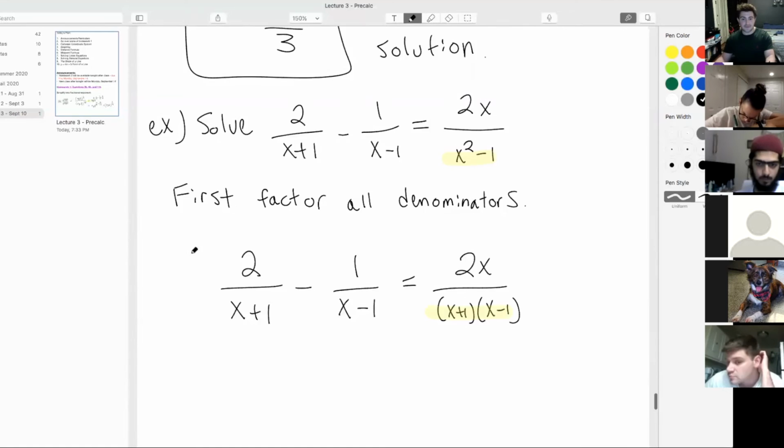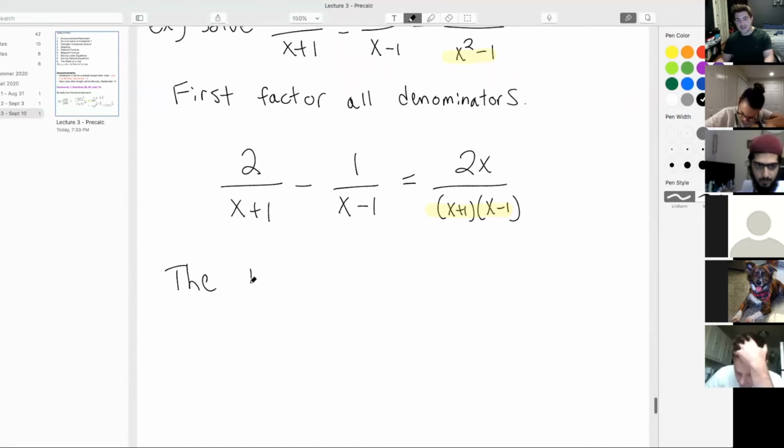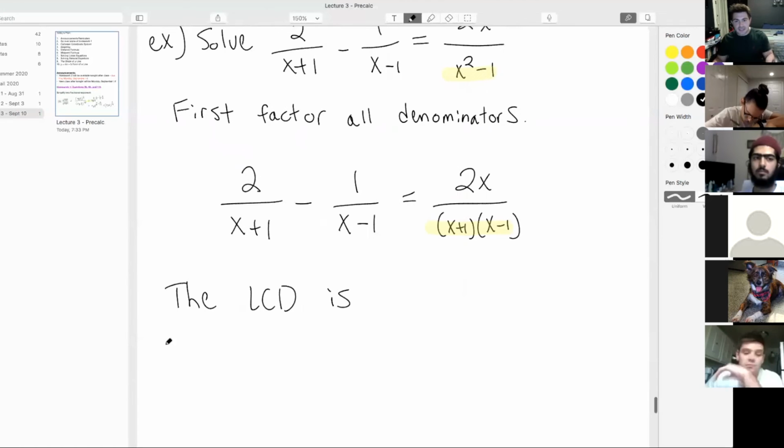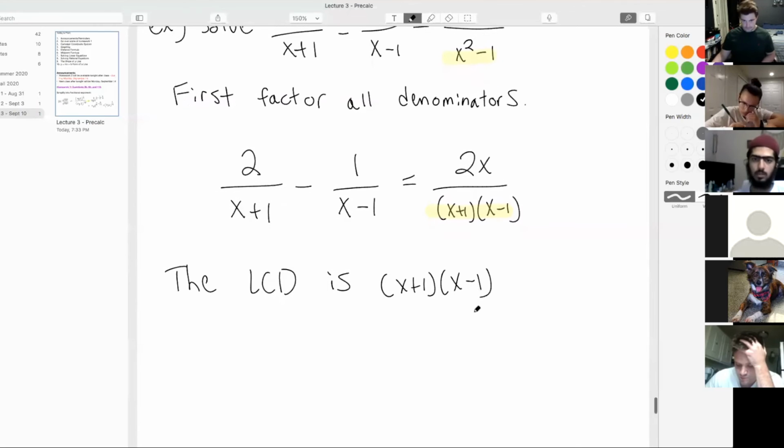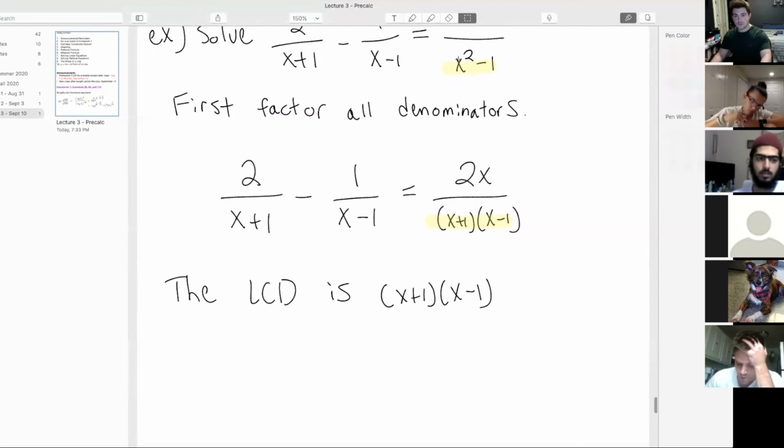Good. Next step, find the LCD. The LCD is, okay, so the LCD is just going to be x plus 1 multiplied by x minus 1, okay? That's not that bad. Okay, so I will multiply both sides of this equation by the LCD. So let me just copy paste this.